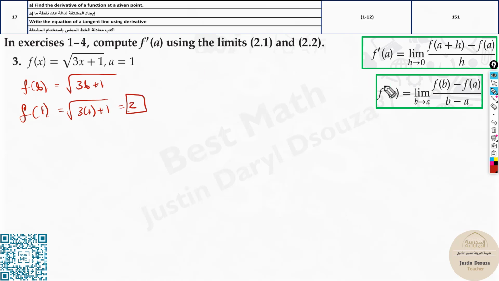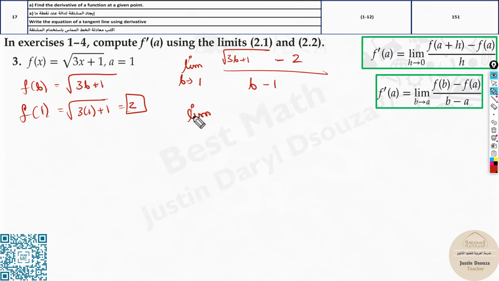Now what we do is, we will apply this formula. I'm directly going to substitute over here. Limit b tends to, what is a value? It's given as 1. Now here in the numerator, f of b is square root 3b plus 1. What about the next one? Minus f of a. We know it's 2, divided by b minus 1. Now when you apply the limit over here, if you directly apply now, it's going to be 1 minus 1, 0. It's undefined. You can't do that.